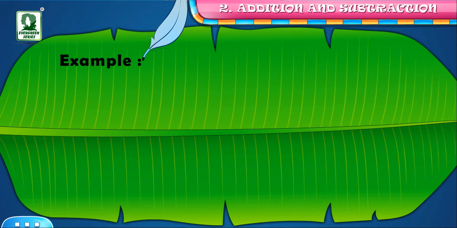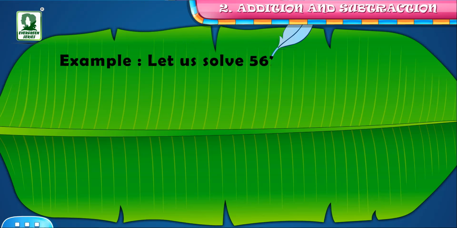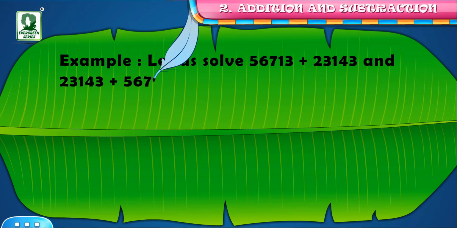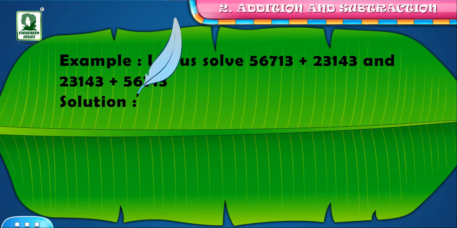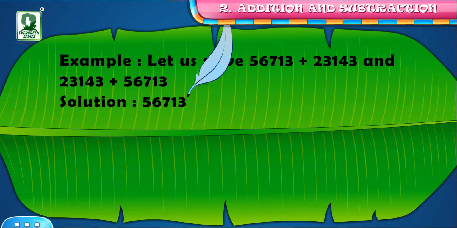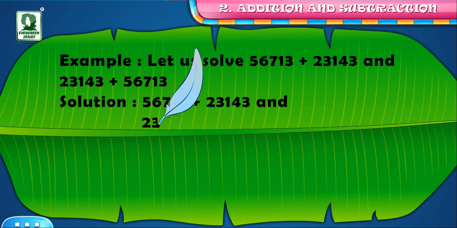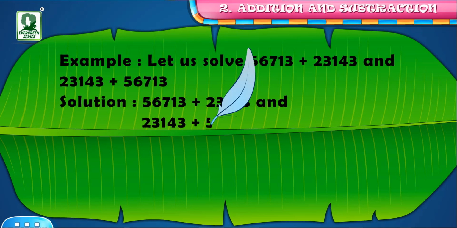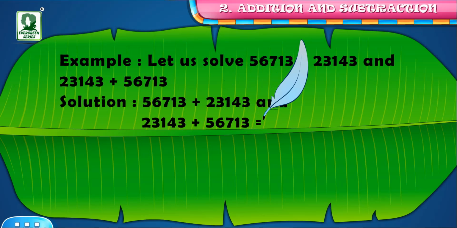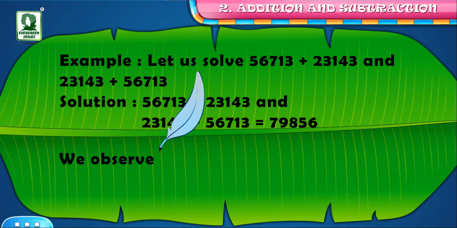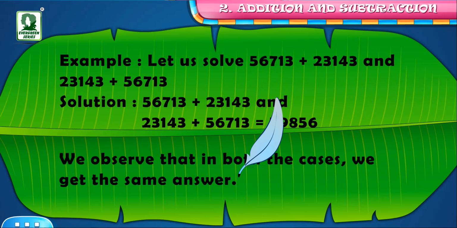As for example, let us solve 56,713 plus 23,143 and 23,143 plus 56,713. Solution. 56,713 plus 23,143 and 23,143 plus 56,713 is equal to 79,856. We observe that in both the cases we get the same answer.